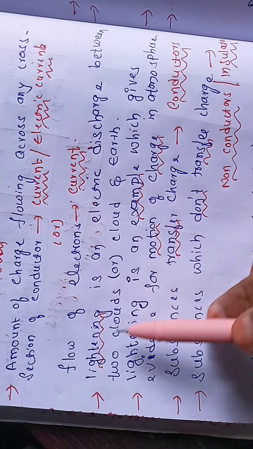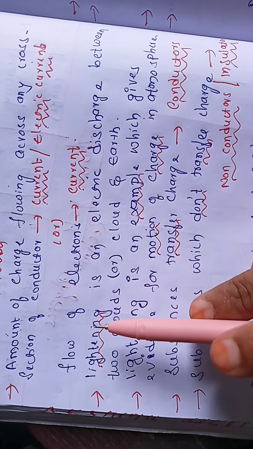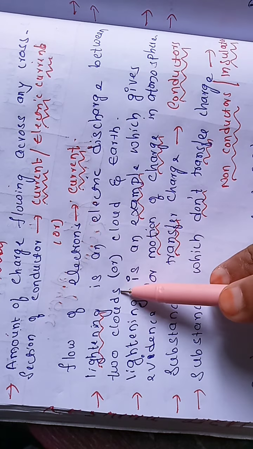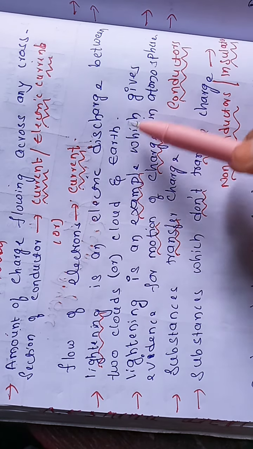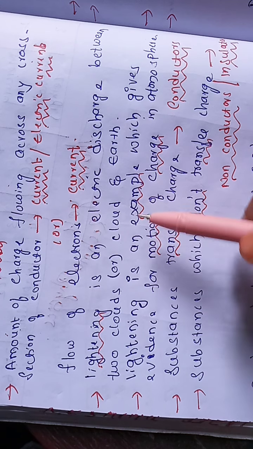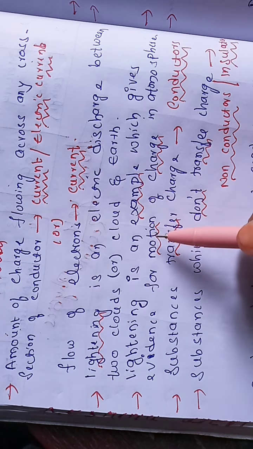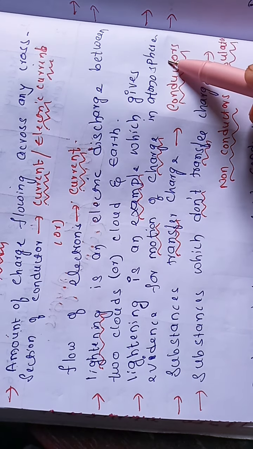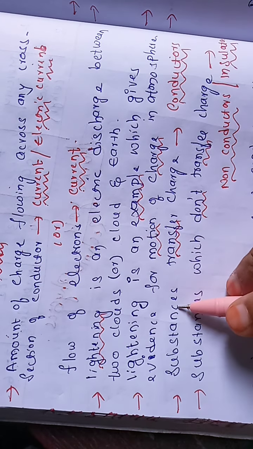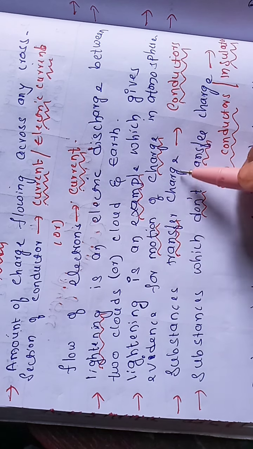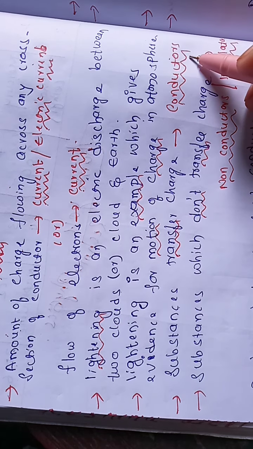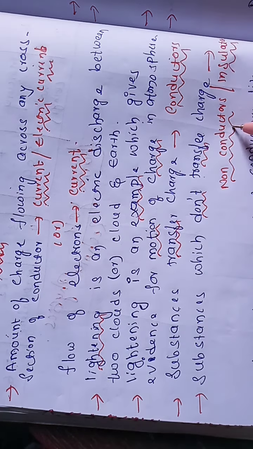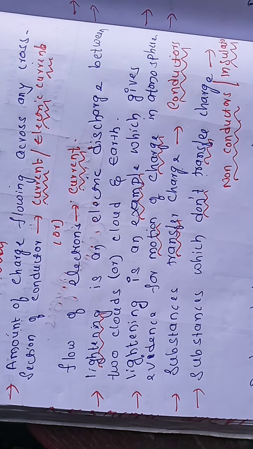Now next, in rainy seasons we see lightning, no? Lightning is nothing but an electric discharge between two clouds or between a cloud and the earth. So this lightning is an example of evidence for the motion of charges in the atmosphere. Substances that transfer charge we call conductors. If they do not transfer charge, we call them non-conductors or insulators.